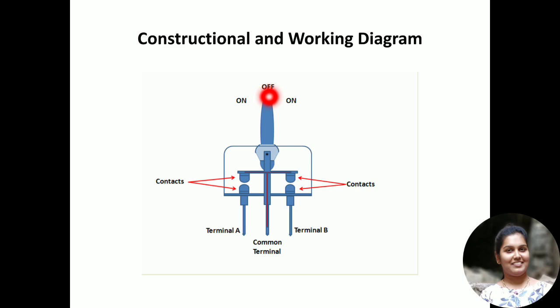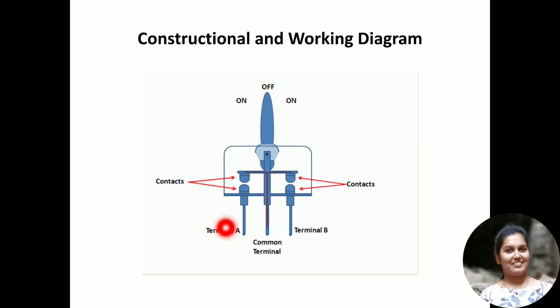Okay, when we push the handle of this toggle switch towards the left side, that is, to the terminal A side, the contacts near terminal A will touch each other, such that the circuit which is connected between the terminal A and the common terminal will come into action, because now the terminal A is connected to the power supply.